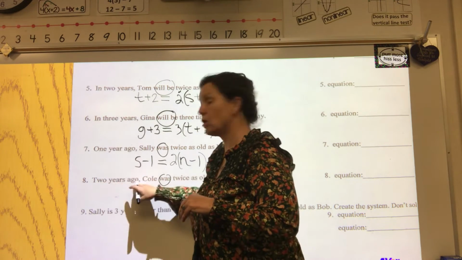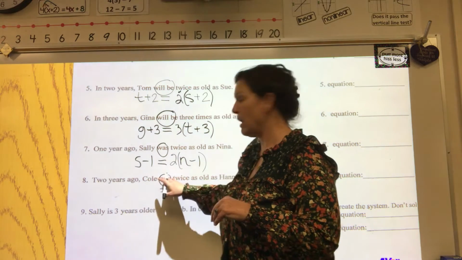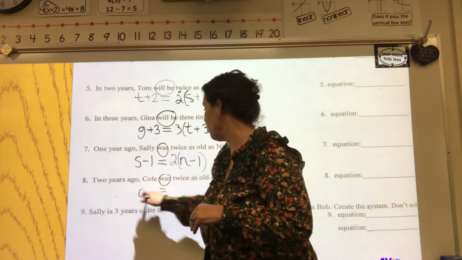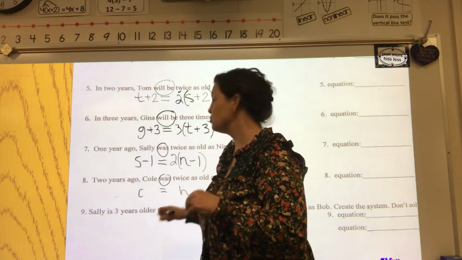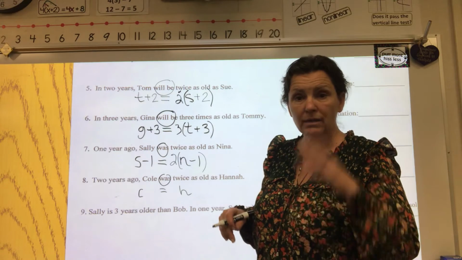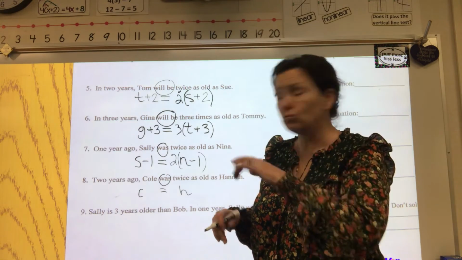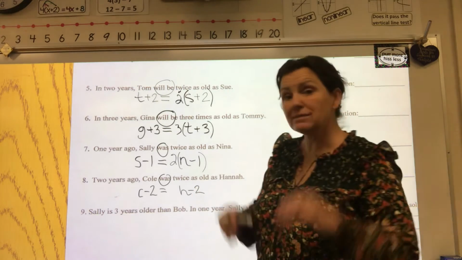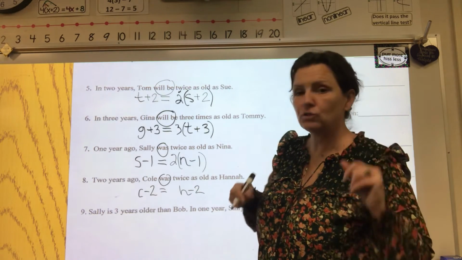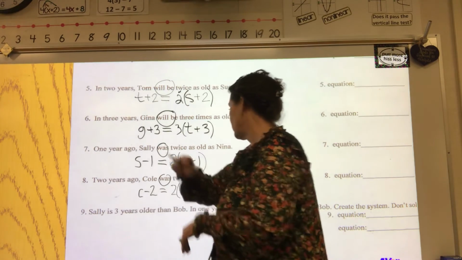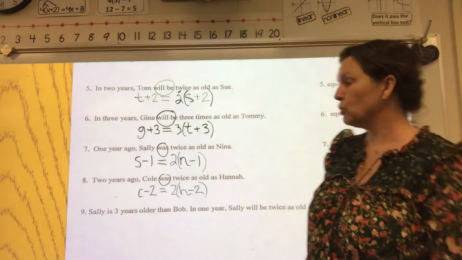So we have 2 years ago, Cole was twice as old as Hannah. So we have Cole, we have Hannah. 2 years ago, that was in the past. I'm 52, so 2 years ago, I take my current age and I subtract 2. Whatever I do to one side, I do to the other. So twice is what we haven't tackled yet. There we go. Cool beans.